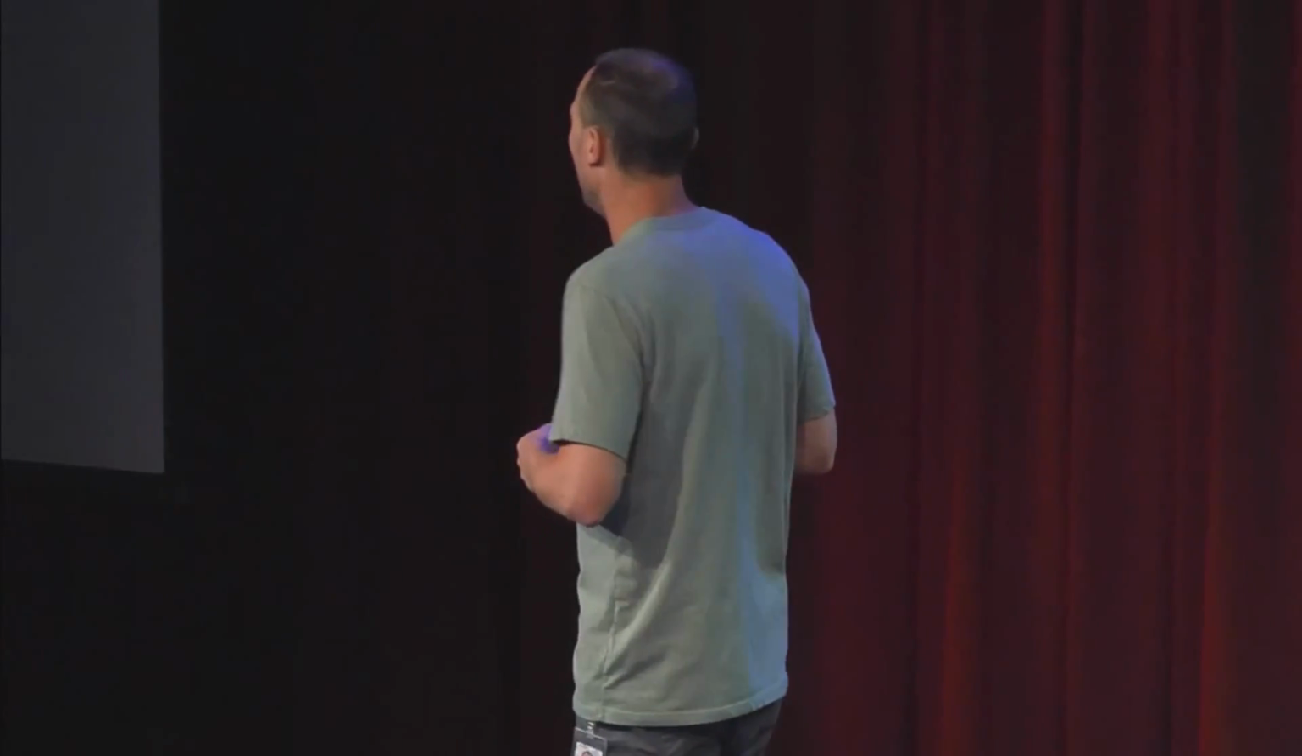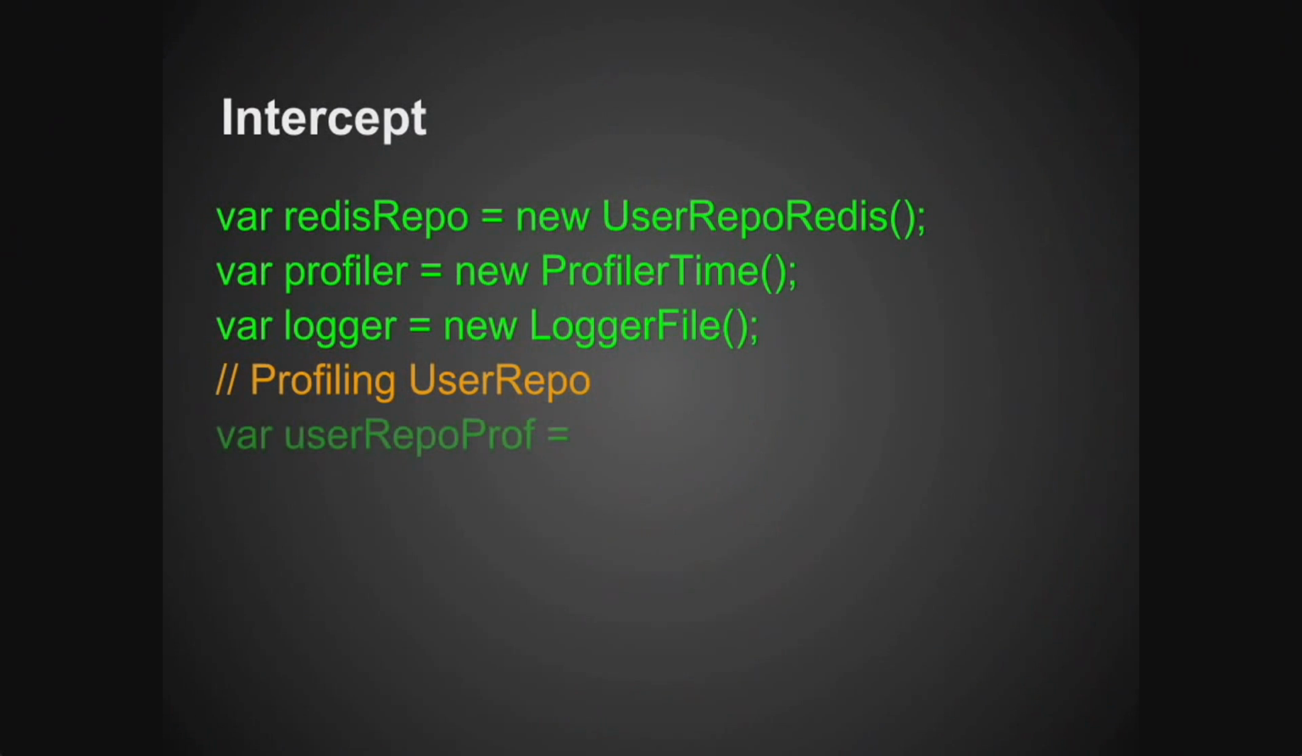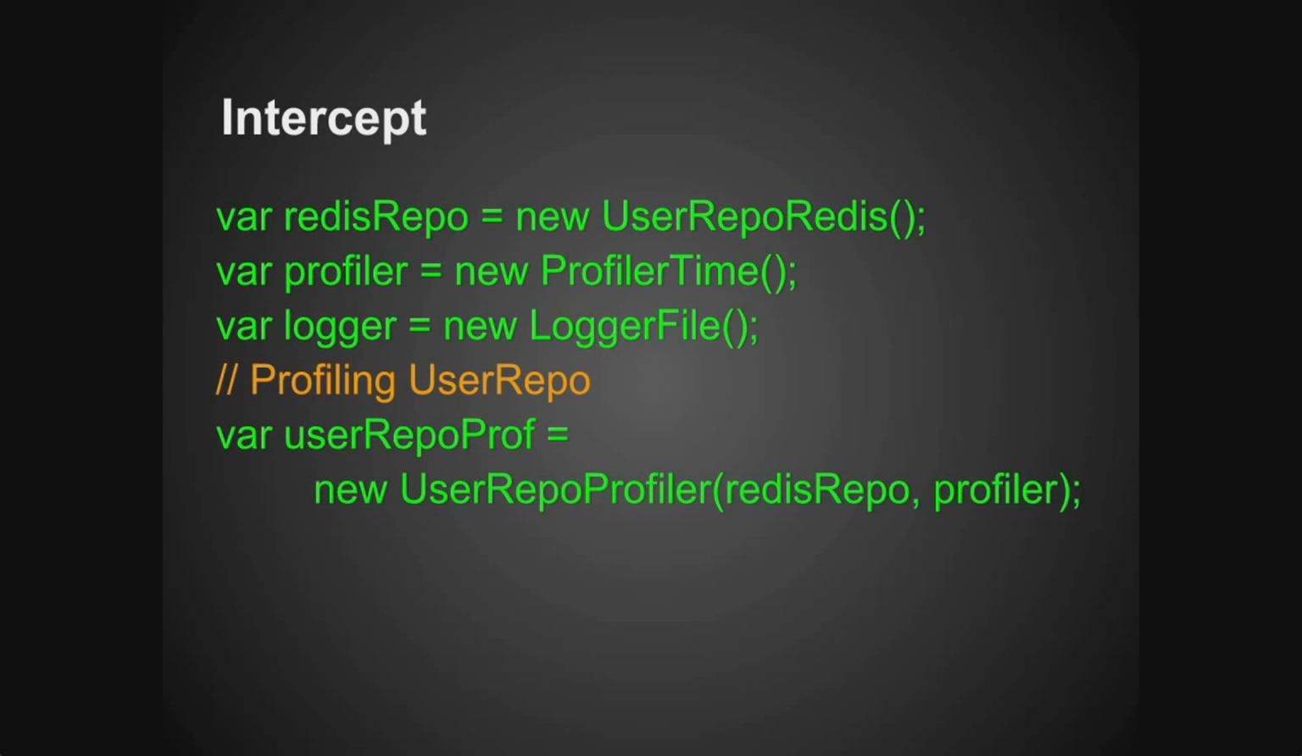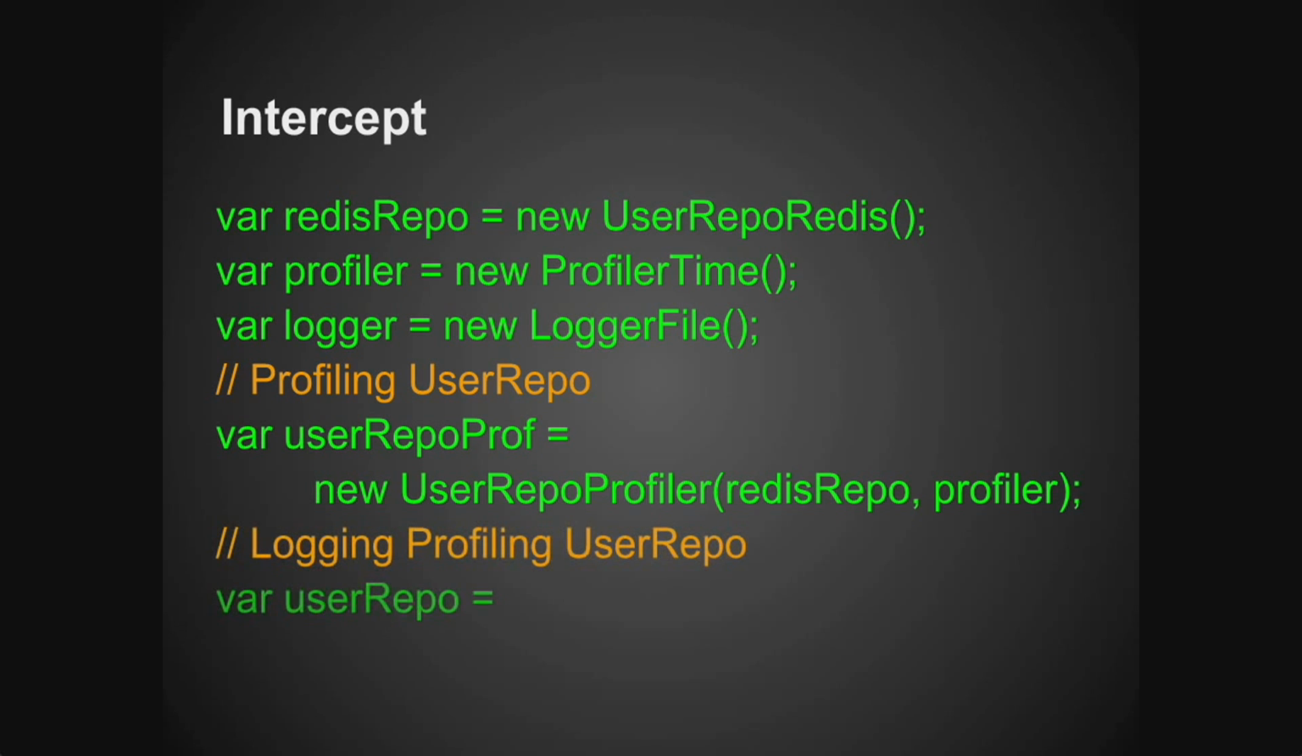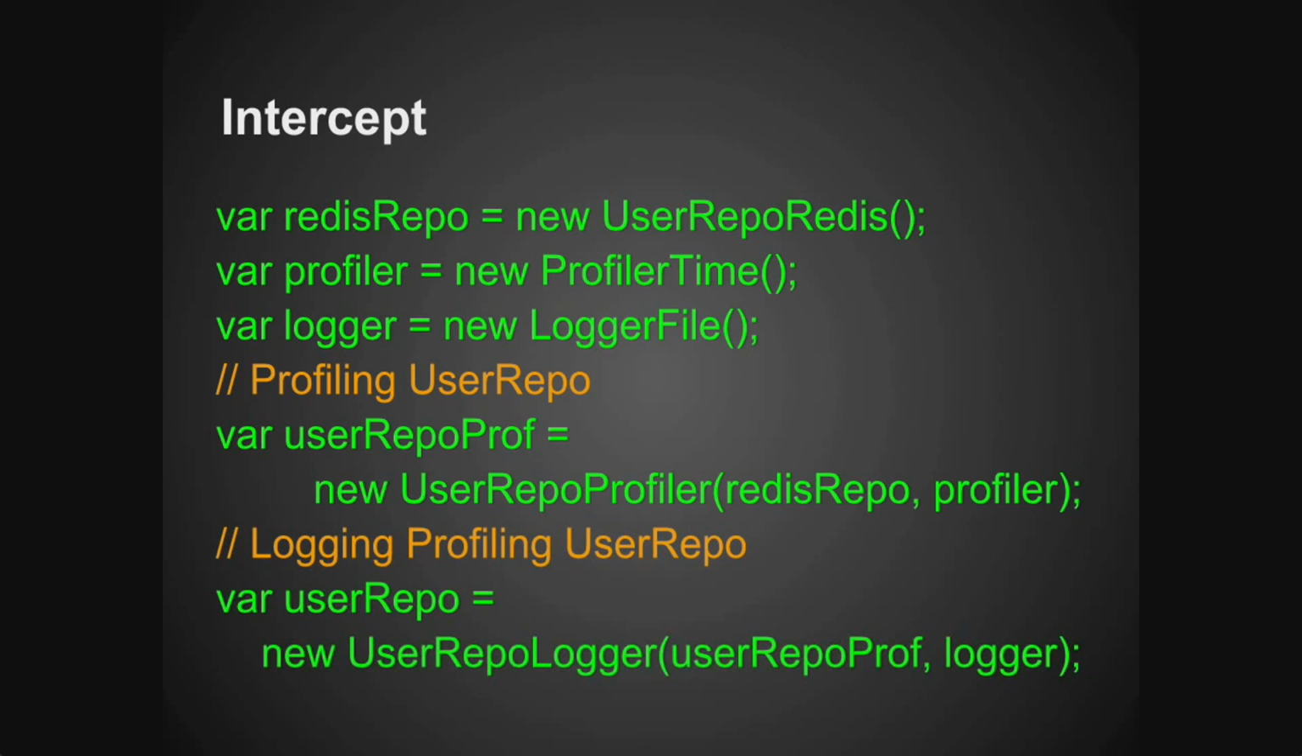And then finally, we're going to put the whole thing together here to get an all-seeing, all-knowing, all-doing, logging and profiling user repo object. So first, I'm going to create a specific implementation here. I'm going to use the Redis one. And for grins, I'm going to use the time implementation for profiler. I'm going to use the file implementation for logger. And now here's my profiling user repo object. And then here's my logging profiling user repo object.